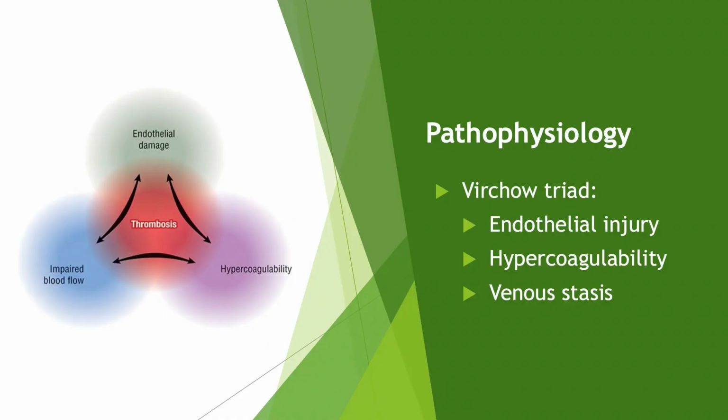The pathophysiology of thrombosis is explained by Virchow's triad, which identifies three main factors that contribute to clot formation. First is endothelial injury. Second is hypercoagulability. Third is venous stasis. When these three factors come together, the risk of thrombosis increases dramatically.